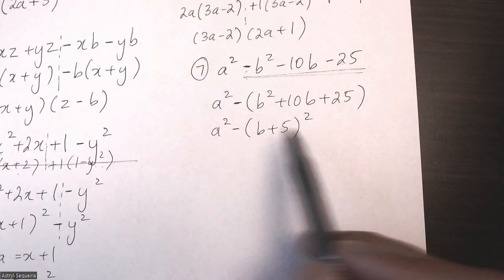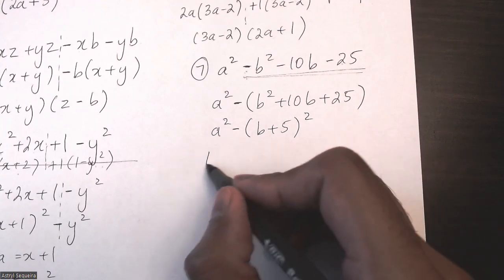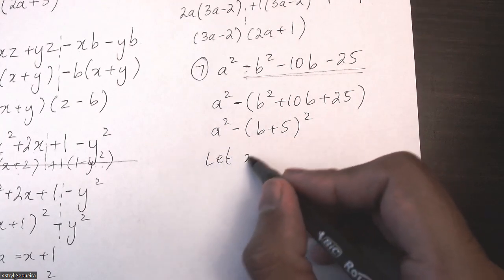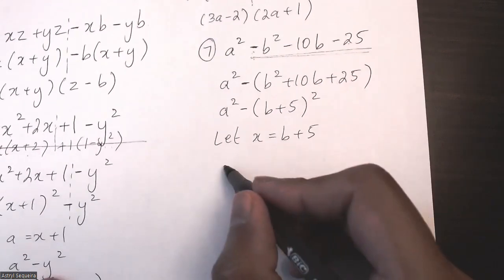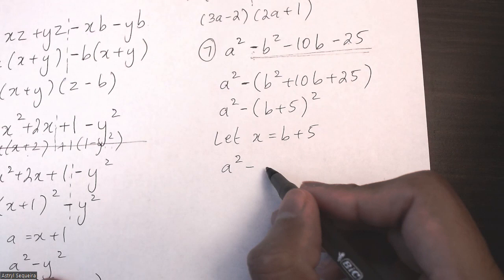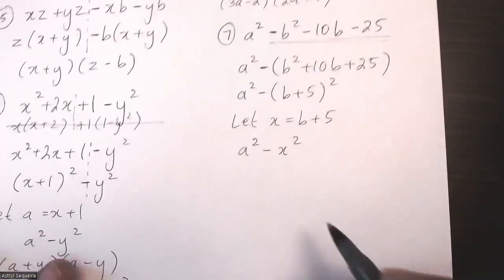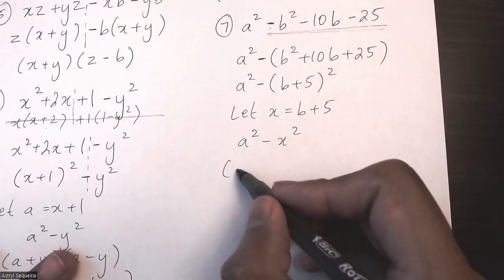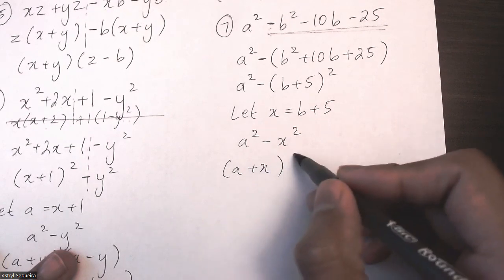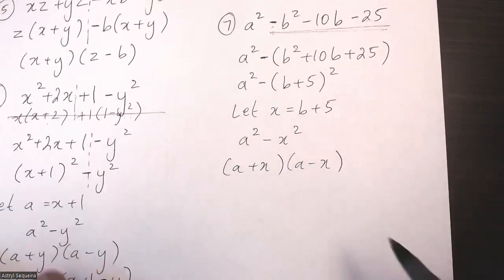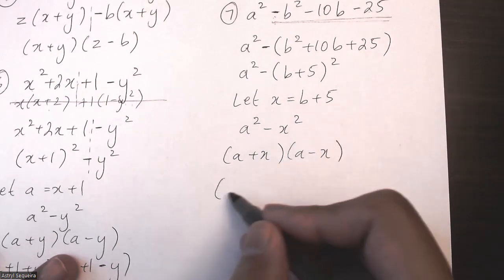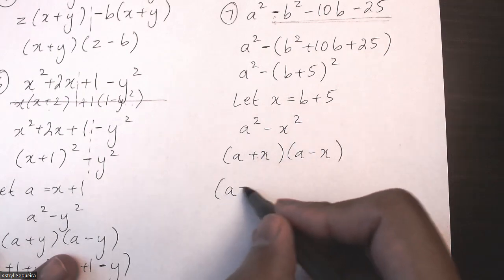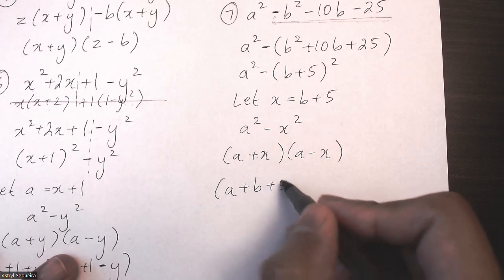Now I can do difference of squares on this, but before I do that, I want to just do a substitution to make my life a bit easier. So let x equals b plus 5. Then I'll rewrite the equation as a squared minus x squared. I'll do difference of squares, which is a plus x times a minus x. And now I'll replace my x's with b plus 5. So over here, we just have a plus sign, so I can just straight away write b plus 5.